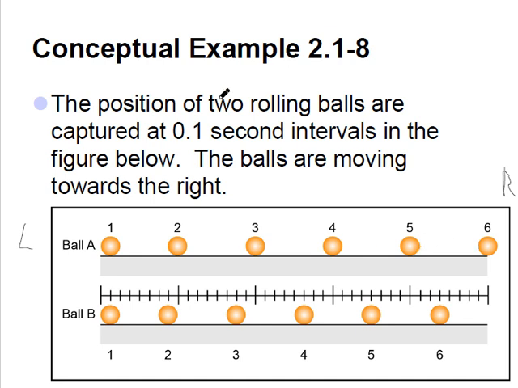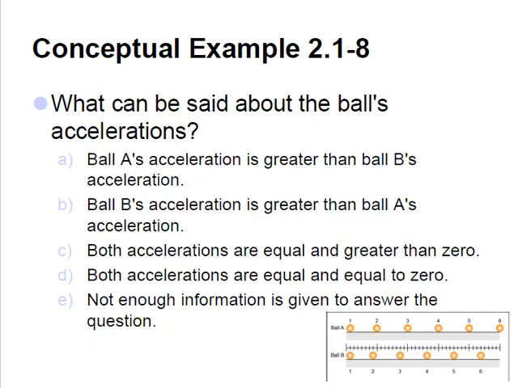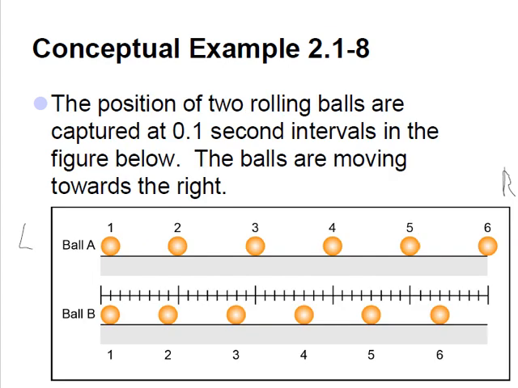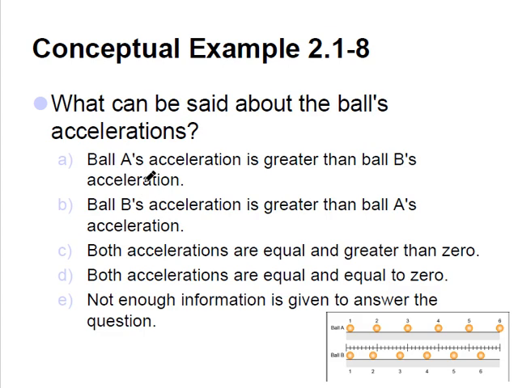Alright, now let's see what the problem is. It's a multiple choice question: what can be said about the balls' acceleration? So you have to think about what you can say about the ball acceleration. We have: ball A's acceleration is greater than ball B's acceleration.